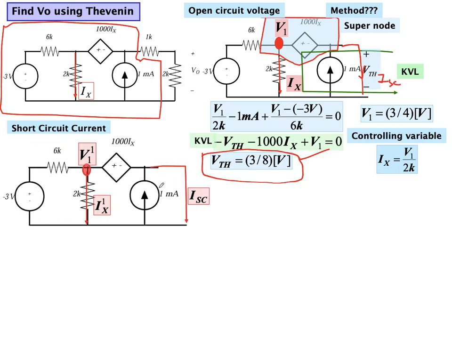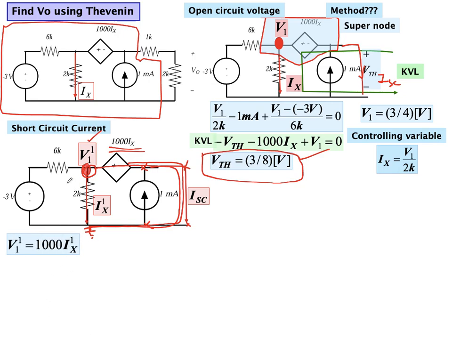And now if we look closely, we can determine two things. Number one, we can see that this is the reference node, because all of this is one node. So in this case, we can see this node voltage V1 can be written as 1000 Ix, because this source is connected to the reference like this. So V1 can be written as 1000 Ix.